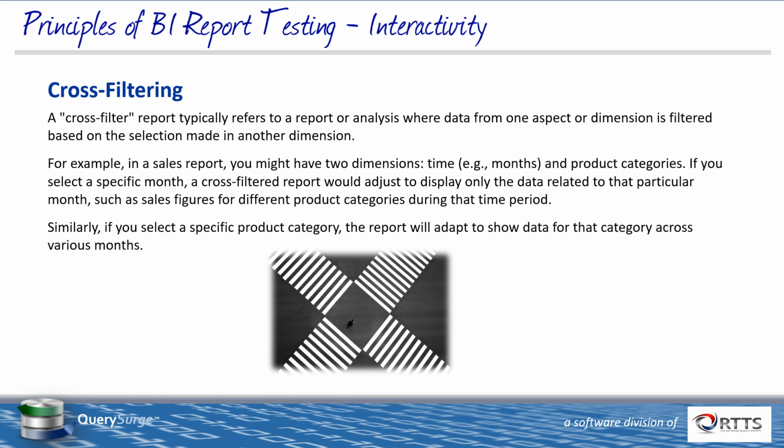A cross-filter report typically refers to a report or analysis where data from one aspect or dimension is filtered based on the selection made in another dimension. For example, in a sales report, you might have two dimensions, time and product categories. If you select a specific month, a cross-filtered report would adjust to display only the data related to that particular month, such as sales figures for different product categories during that time period. Similarly, if you select a specific product category, the report will adapt to show data for that category across various months.